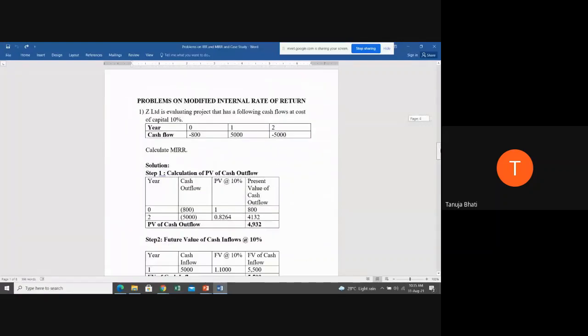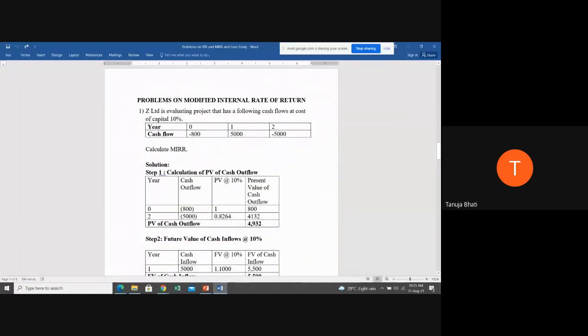Okay. Next, we'll do a problem on modified internal rate of return. Students, there are only 3 steps to find MIRR. What are the 3 steps? First, you will find the PV of cash outflow. Then you will find the future value of cash inflows. Then you'll equate those two. Equate means PV of cash outflow is equal to PV of the future value of cash inflow. In these 3 steps, you're going to get your answer of MIRR. So let us see this problem.